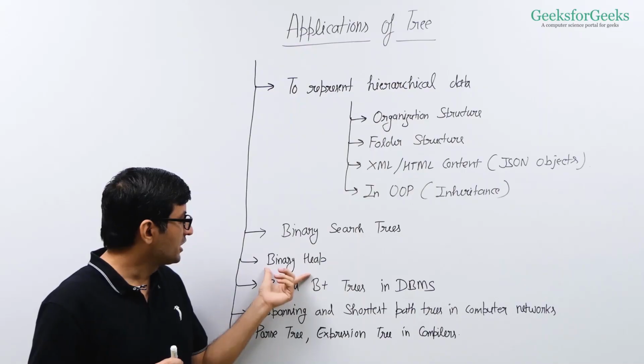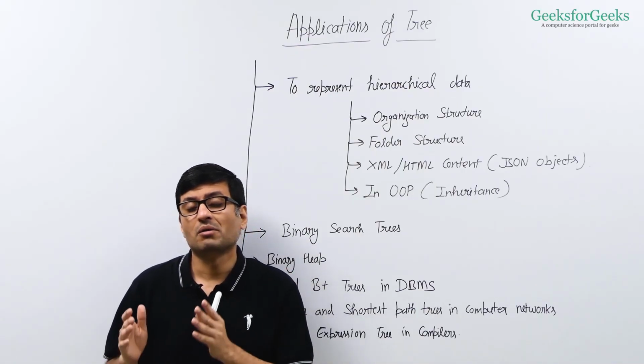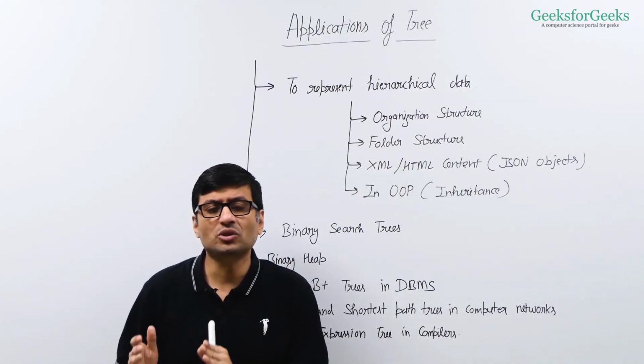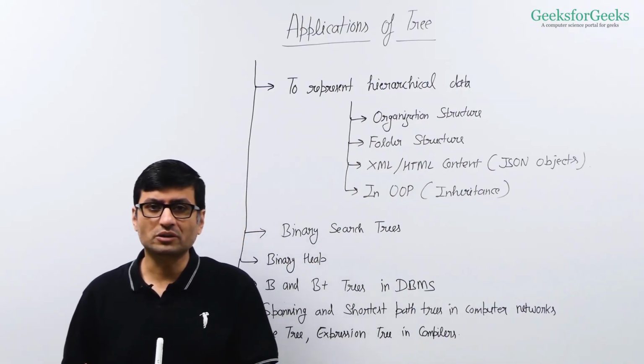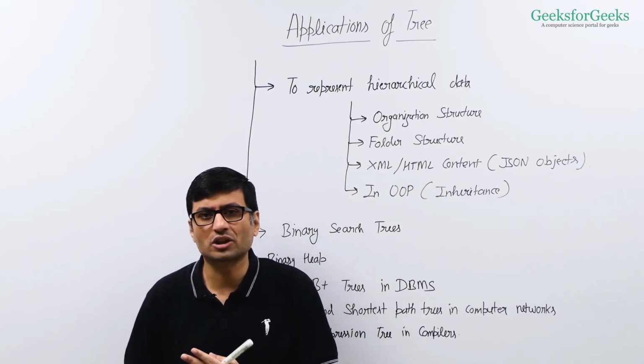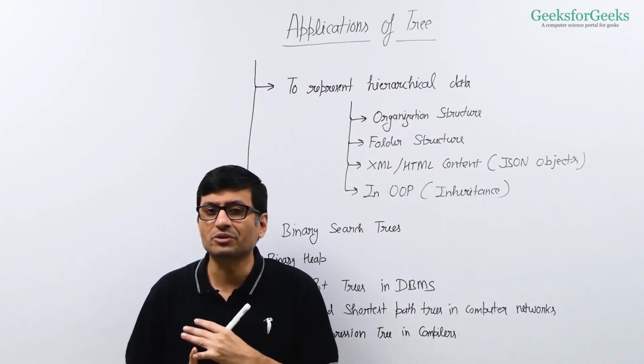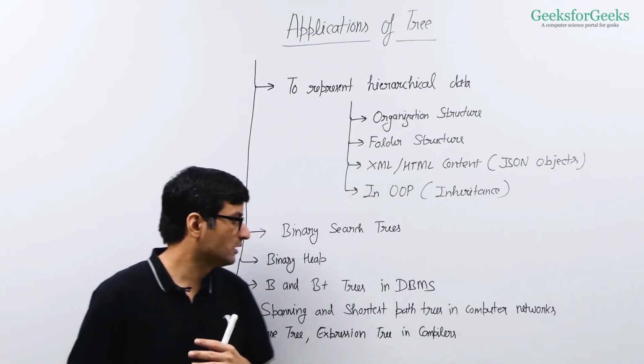The next application is binary heap. Binary heap also we'll cover separately. Binary heap is mainly used to represent priority queues, and priority queues are useful in Dijkstra's algorithm, Huffman algorithm, Prim's algorithm, or any other place wherever you need a queue with priority.